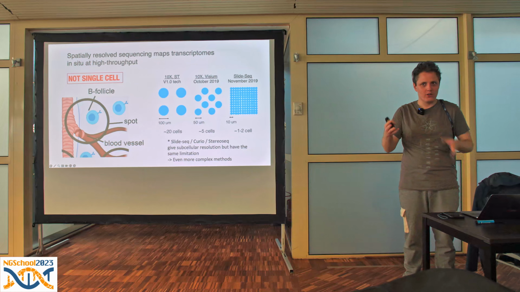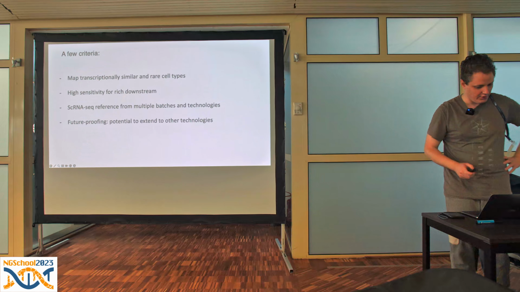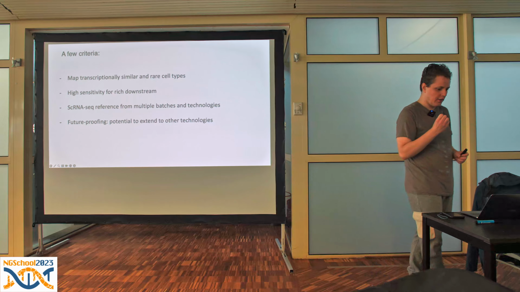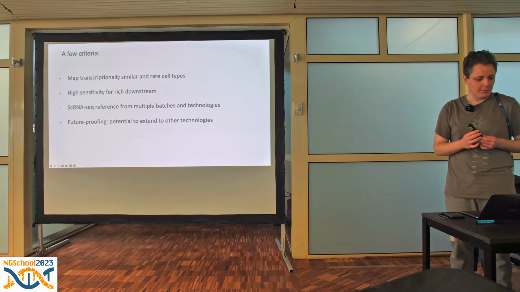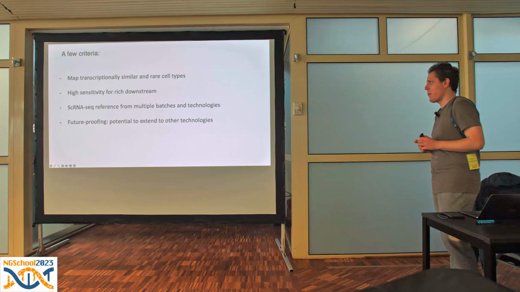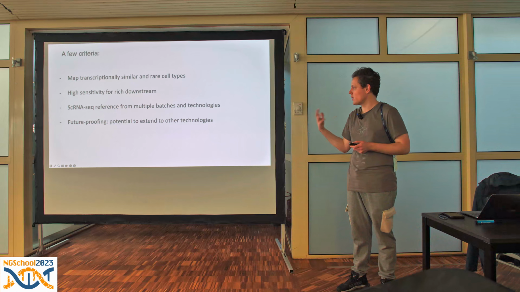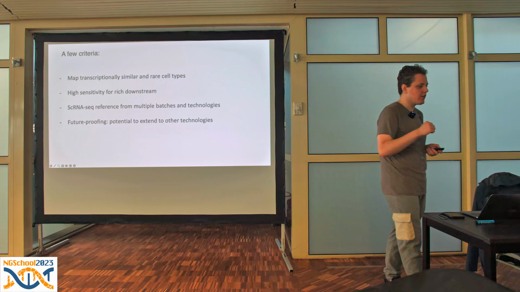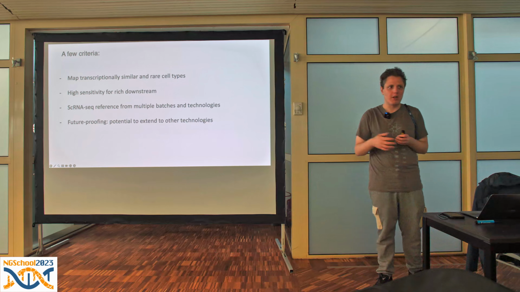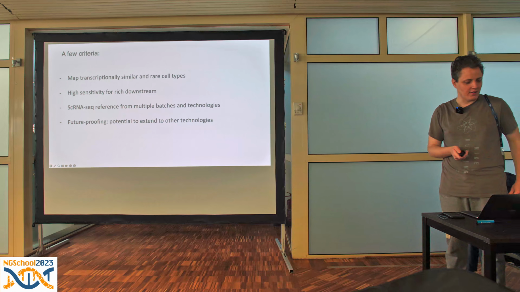So we wanted to solve that problem, and on top of this, we had a bunch of criteria for how we needed to address this. First is that we needed to enable mapping of similar and rare cell types, transcriptionally similar and rare. Then we needed to achieve high sensitivity to enable rich downstream analysis of the types that we discussed, like cell communication and collocation inferences. We also recognized early on that people want to use complex single cell references with multiple batches, multiple technologies, rather than just the simplest possible case that statisticians always like to solve.